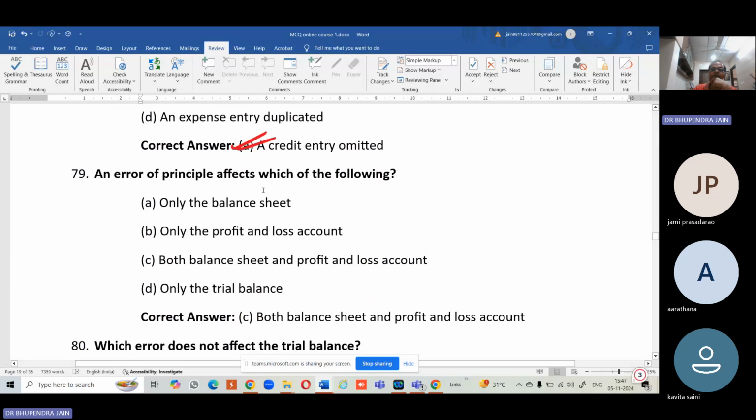Error of principle affects which of the following? Error of principle affects which of the following? In all the statements, the profit and loss account and balance sheet. So correct answer is 3.